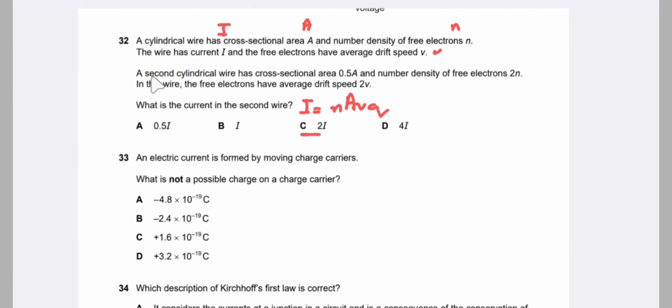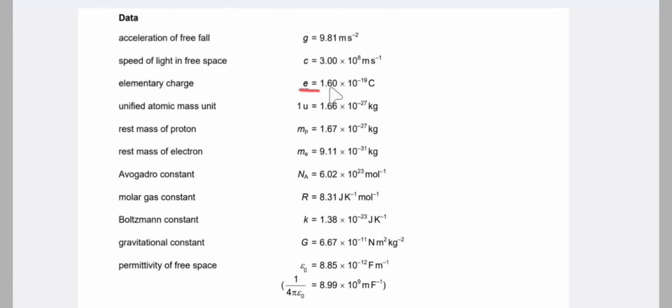For the second condition, a second cylindrical wire has a cross-sectional area of 0.5 A. The number density of the free electron is 2N. In this wire, the free electrons have average drift velocity of 2V. What is the current in the second wire? Here, for both conditions the charge is the same, the elementary charge Q is 1.6 into 10 to the power minus 19 coulomb.